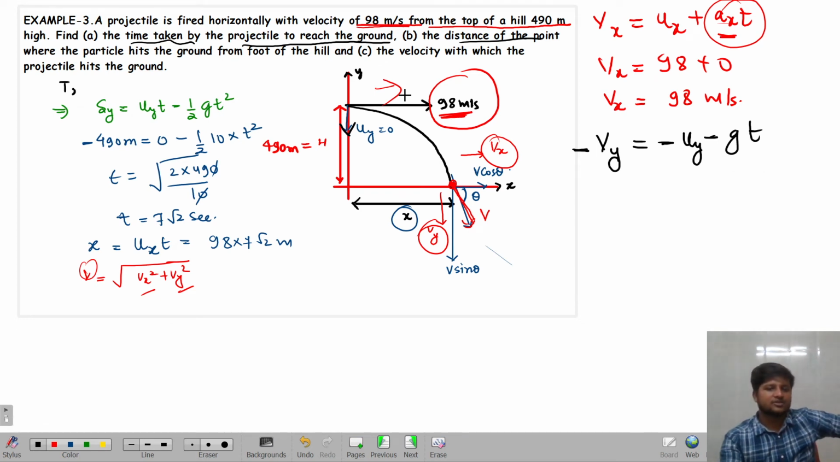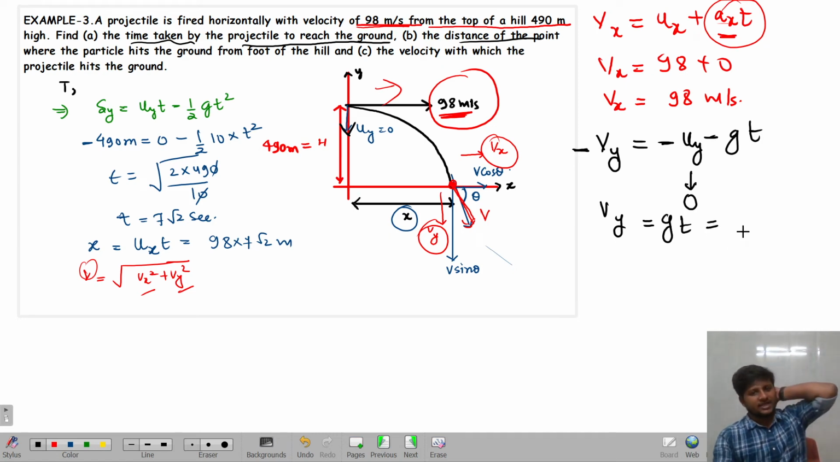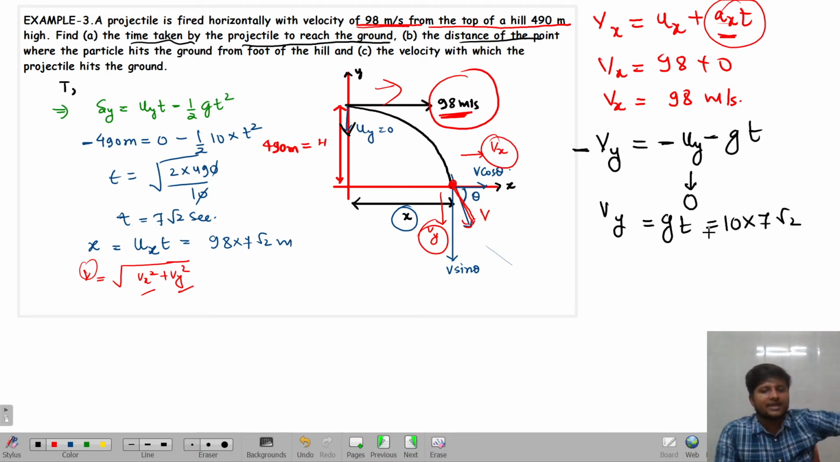Now, why minus of g? Because the particle is following a downward path. Now look over here. Initial velocity along the vertical path is how much? 0. So Vy is what? Minus minus got cancelled, and Vy is equal to gt. Now what is the value of g? 10. What is the value of time? 7 root 2. So are you aware of the velocity along the y direction? So with which velocity is the particle hitting the ground?